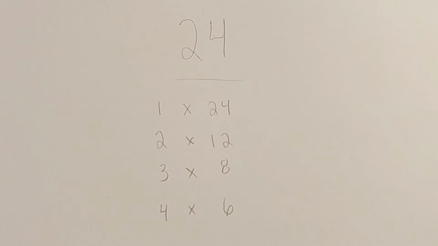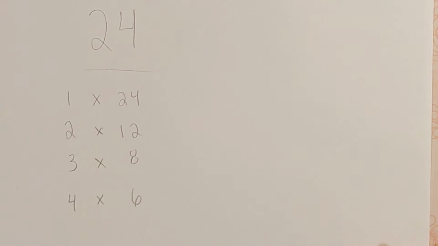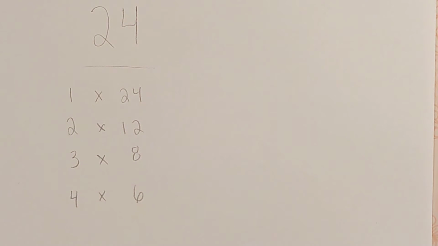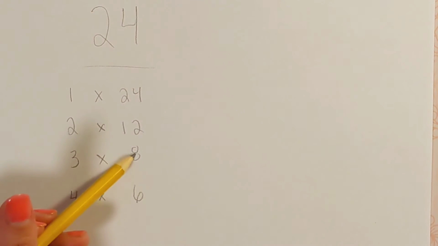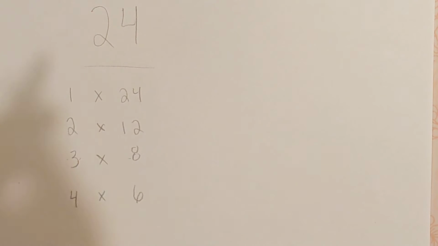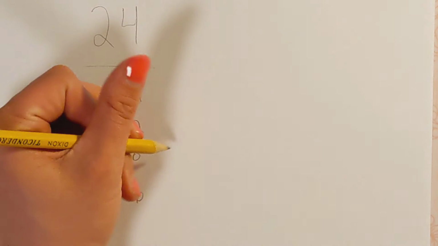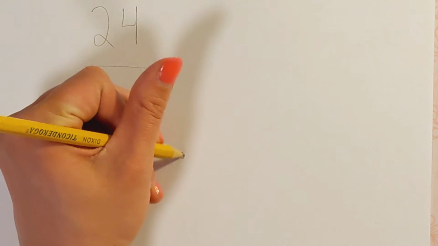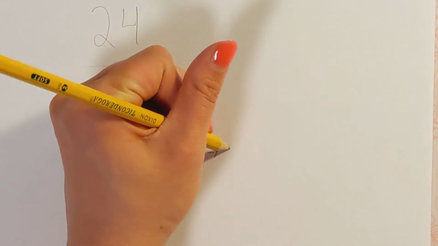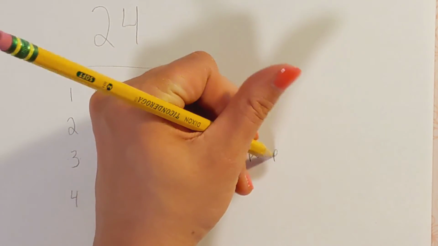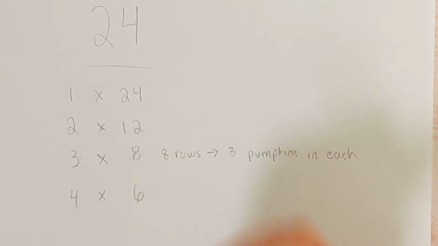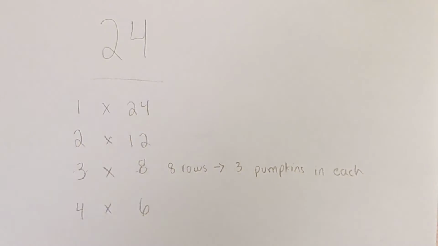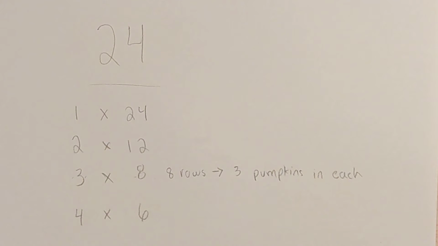So I'm going to draw a pumpkin patch, and I'm thinking maybe I could do 8 rows with 3 pumpkins in each. That would show 3 times 8, excuse me. So 8 rows, 3 pumpkins in each. So I really want you to plan this out. And I know it's a little light for you to see because I'm using my pencil, but I really want you to use your pencil.